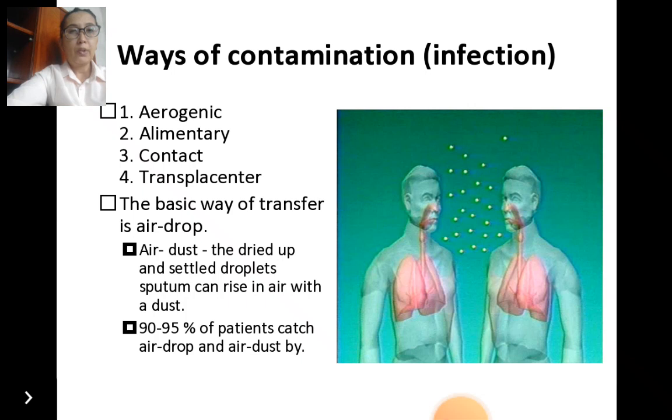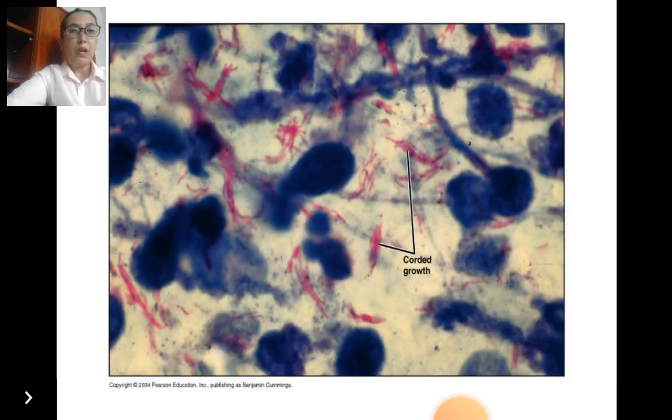The aerogenic way of contamination has two ways. It is airdrop and air dust. The airdrop you can see in the slide, and for air dust, the dried up and settled droplets of sputum can rise in the air with the dust. In 95% of patients, infection is caught by airdrop and air dust.